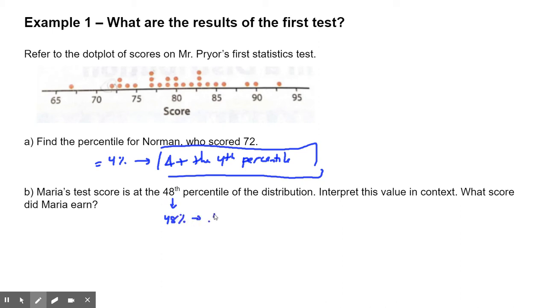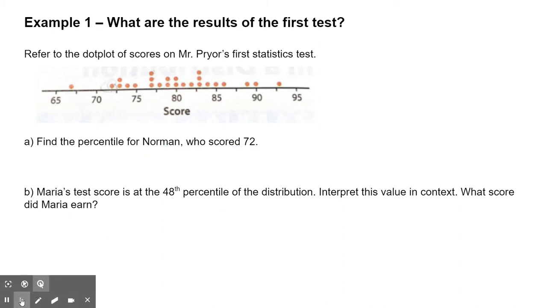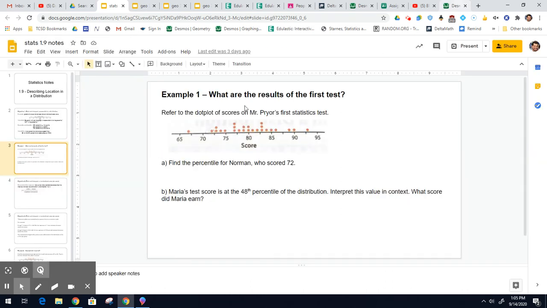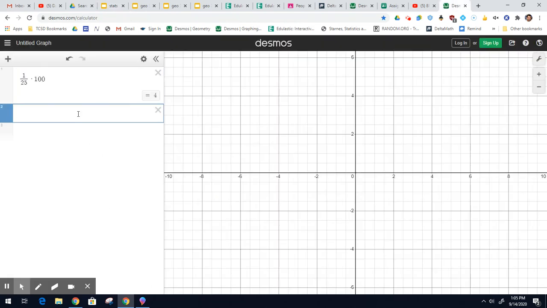That is 0.48 as a decimal. So I'm going to take the total, which is 25, the total number of dots, and multiply it by 0.48. Let's go see what that is. I wish I could come back and forth without it going away, but I can't. So we take 25, which is the total, times 0.48. And we get a nice even number of 12.